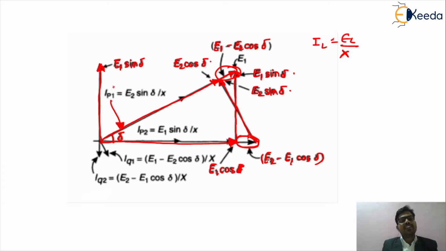So friends, for the sake of the IP1, this will be the positive value, or we call it the active component of current flowing through the E1. So we are getting this value of IP1 is E2 into sine del divided by X. Now we can derive this by means of a simple mathematical calculation. So we are getting the value of the IP1.